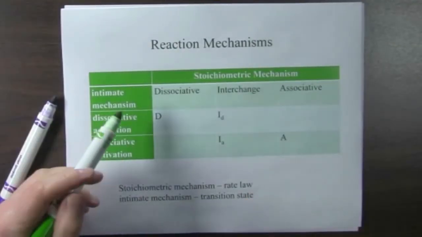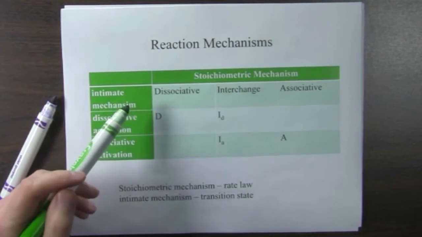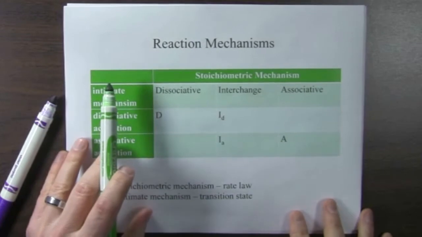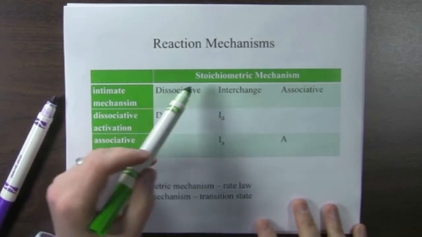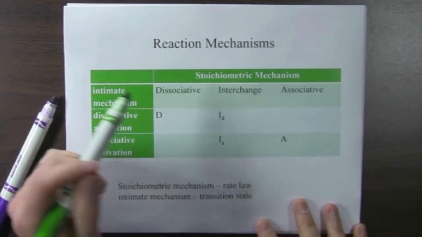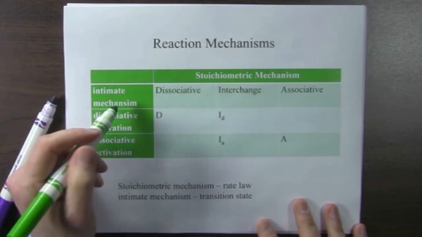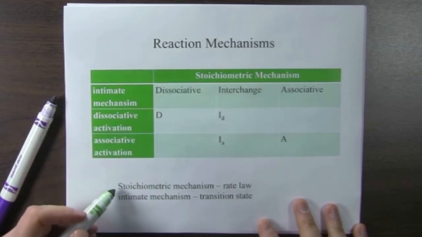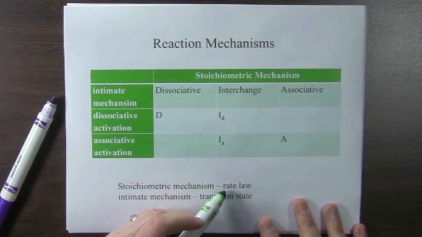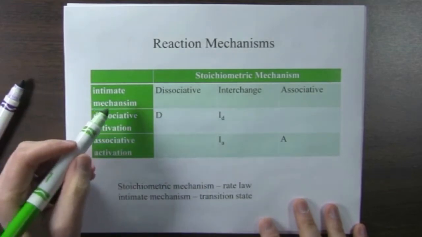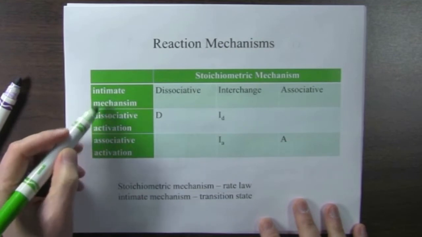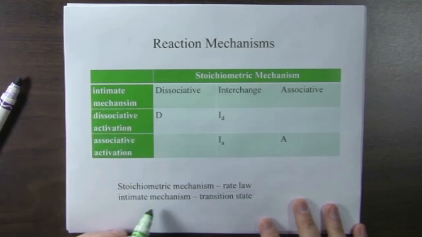Okay, in studying these ligand substitution reactions, we've determined that there are a number of possible mechanisms, and also a number of possible transition states. So there's actually two ways to look at these mechanisms. One is to focus on the rate law, which we'll call the stoichiometric mechanism. Is it a first order or a second order reaction? And another way to look at it is to look at the transition state or activation state, and that we'll call the intimate mechanism.